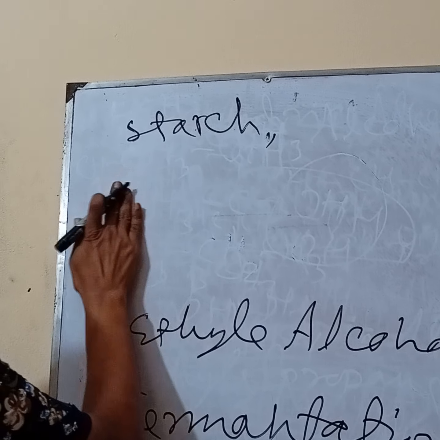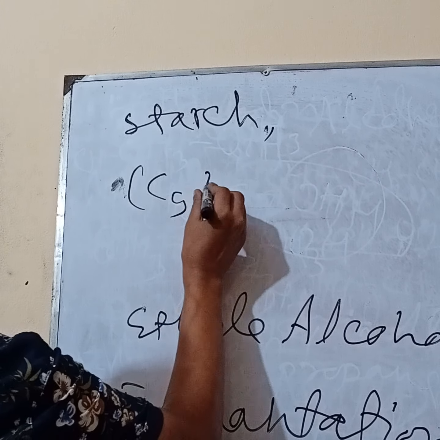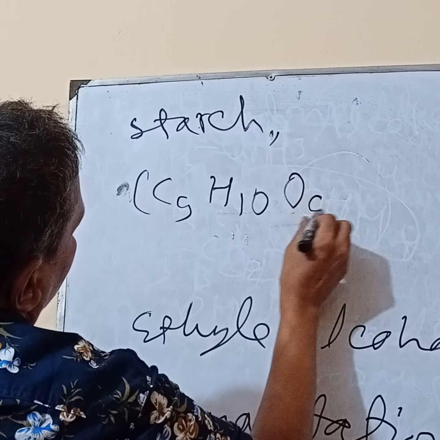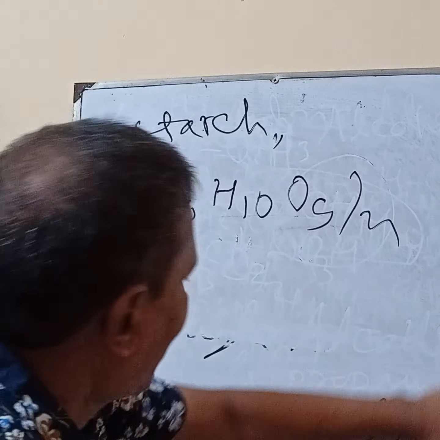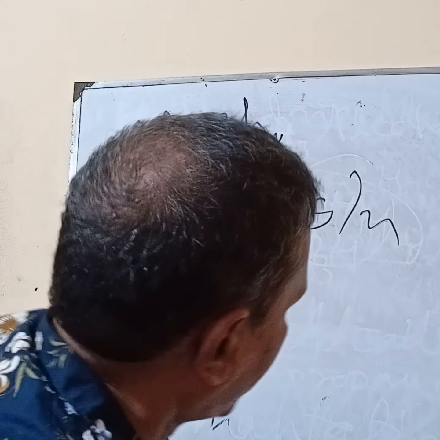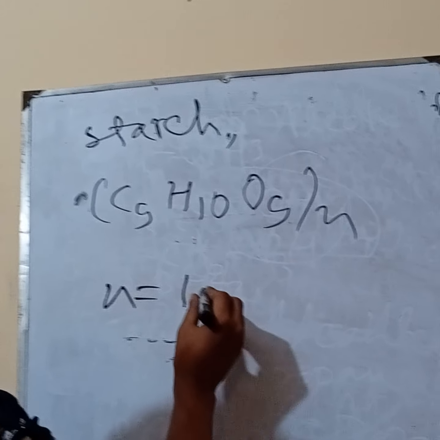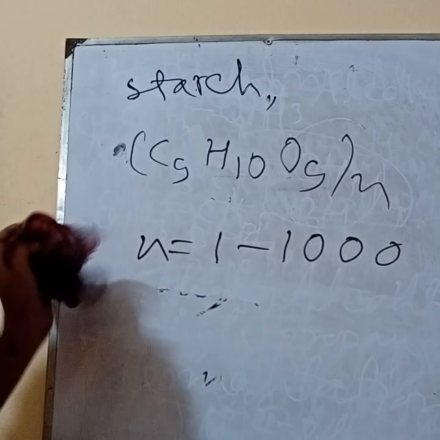Normal structure (C5H10O5)n, where n is 1 to 100 to 1000 maybe, and the number may be more than that.